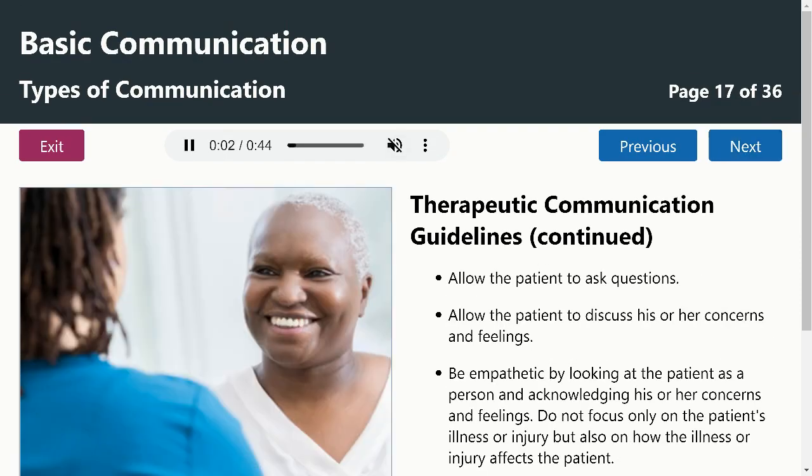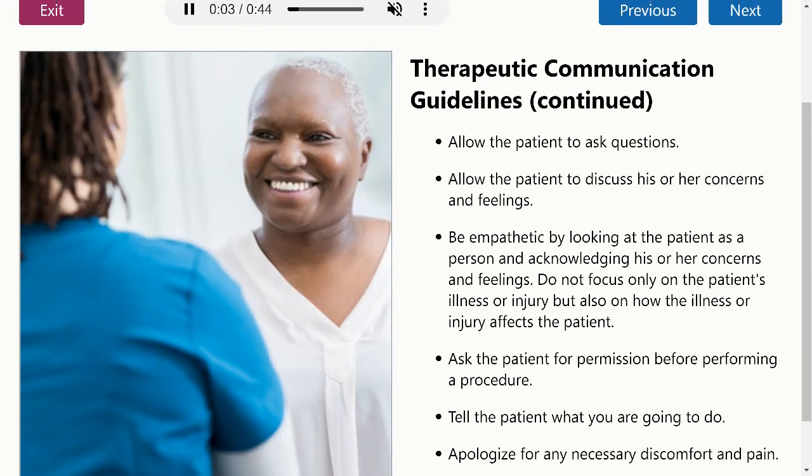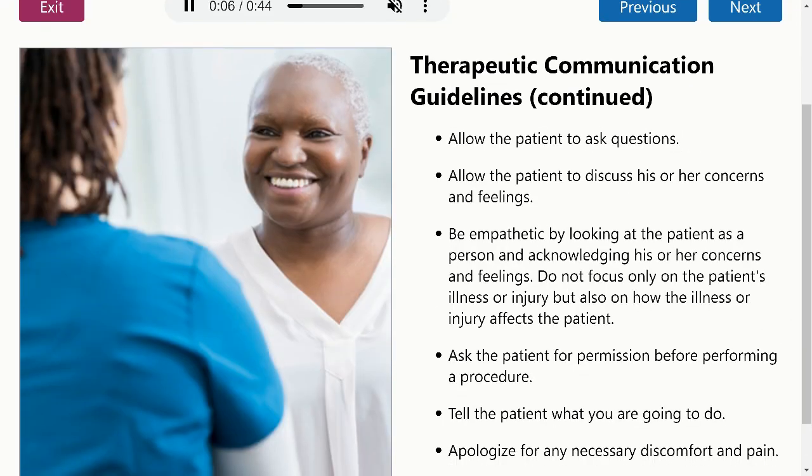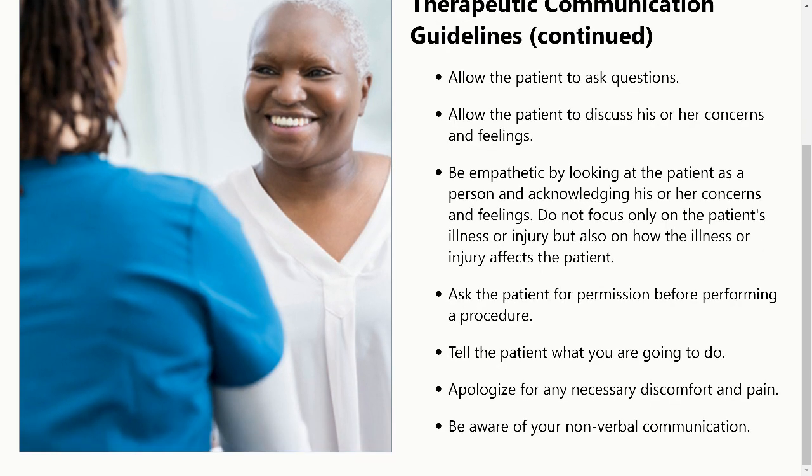Therapeutic communication guideline. So you should also allow the patient to ask questions, allow the patient to discuss his or her concerns and feelings. Be empathetic by looking at the patient as a person and acknowledging his or her concerns and feelings. Do not focus only on the patient's illness or injury, but also how the illness or injury affects the patient. Ask the patient for permission before performing a procedure. Tell the patient what you're going to do. Apologize for any necessary discomfort and pain. Be aware of your nonverbal communication.